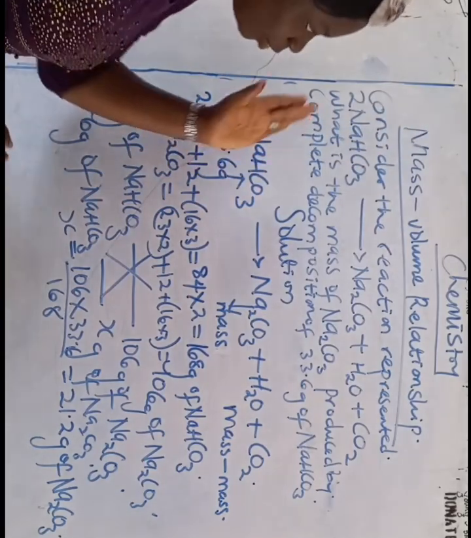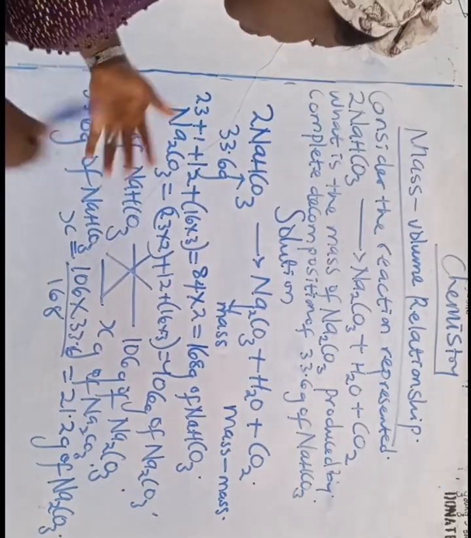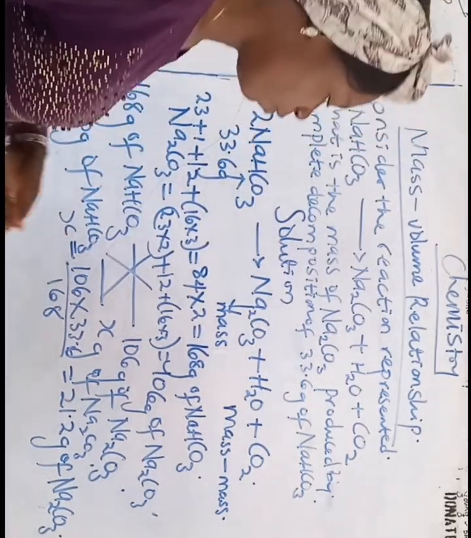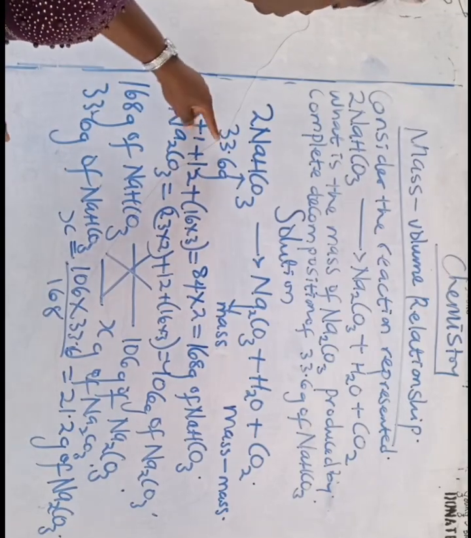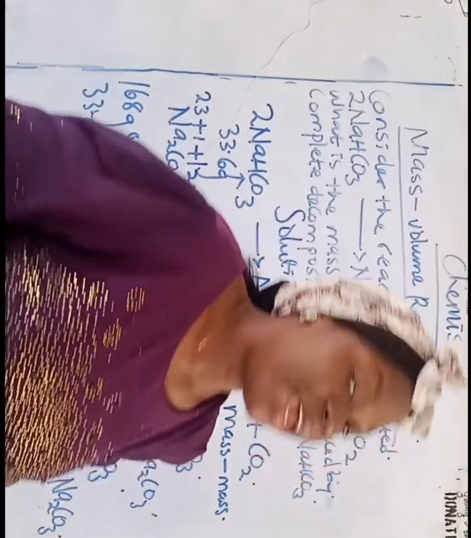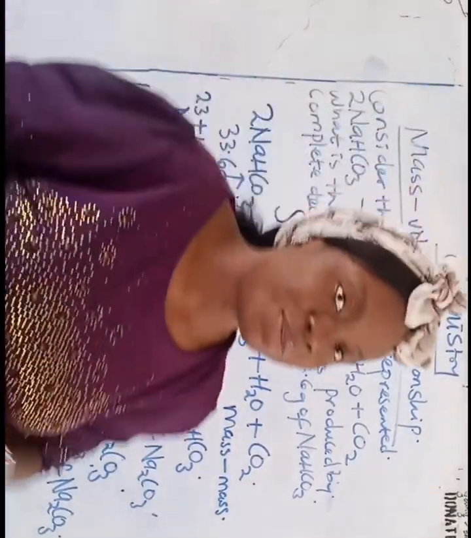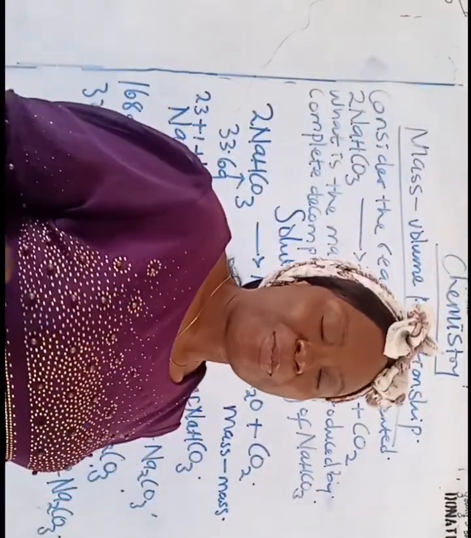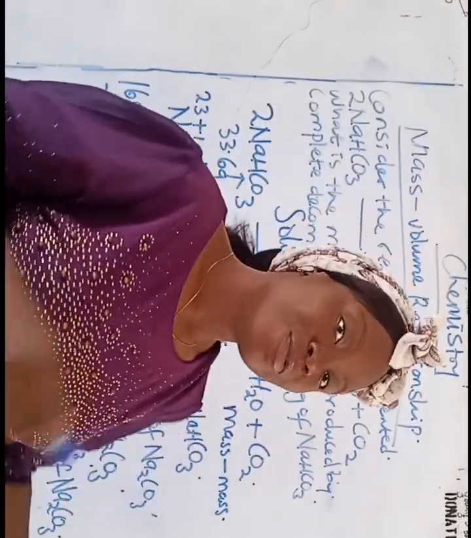Okay, so we are done with our question. So 21.2 gram of Na2CO3 will be produced on complete decomposition of 33.6 gram of NaHCO3. So when next we meet, we'll go to maybe mass to volume, volume to volume, volume to mole.